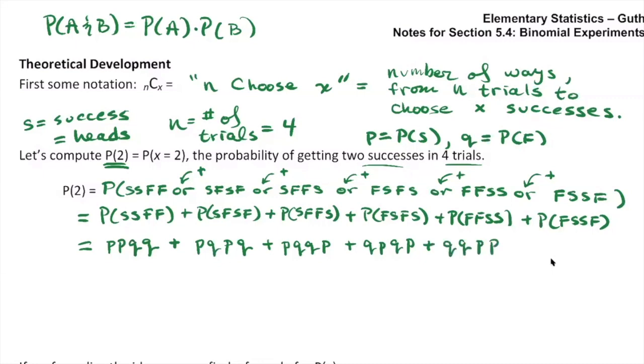And of course, the main thing to notice is that these are all the same. The order is different, but multiplication order doesn't matter. So what you have in the end is 1, 2, 3, 4, 5, 6 different ways for this to happen. P to the second and Q to the second.